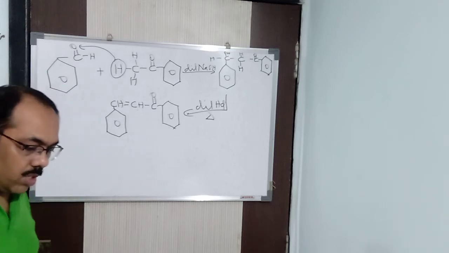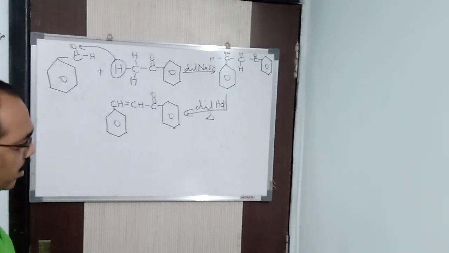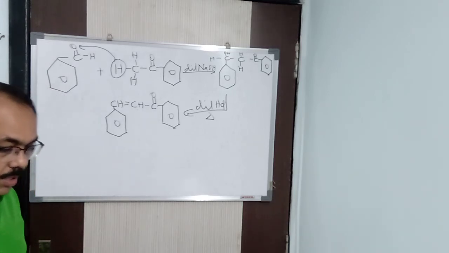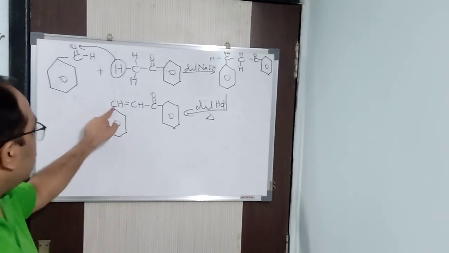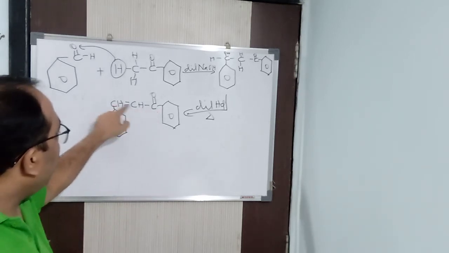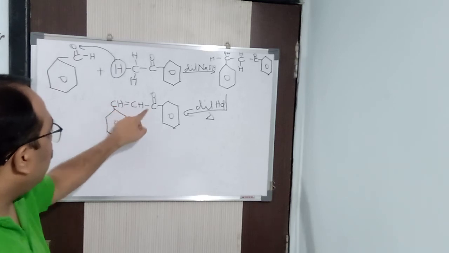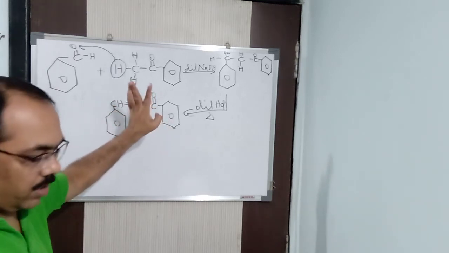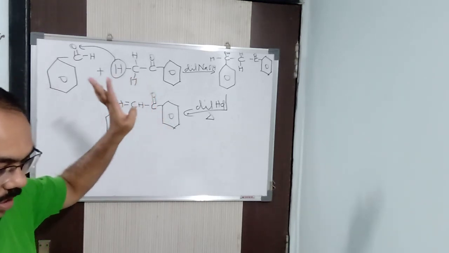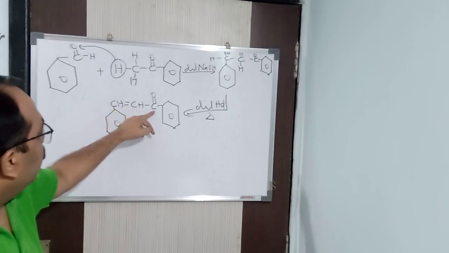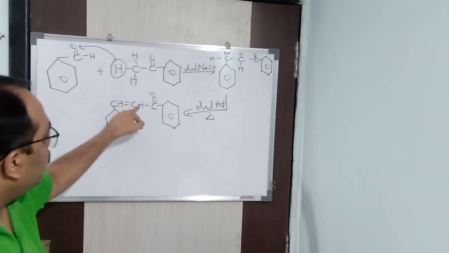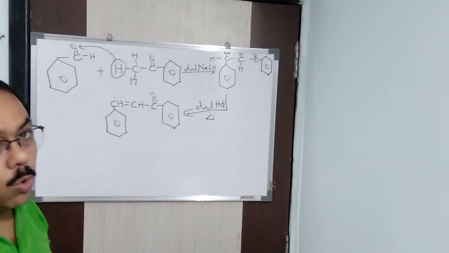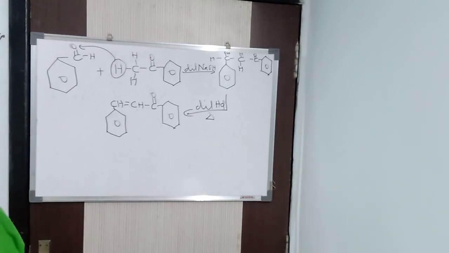We don't have any common name for it, but we can give an IUPAC name. First, second, third. So 1,3-diphenyl. First position phenyl, third position phenyl. So 1,3-diphenylprop-2-en-1-one, because this is the functional group, the ketone series. Clear? So this is the final product you get.